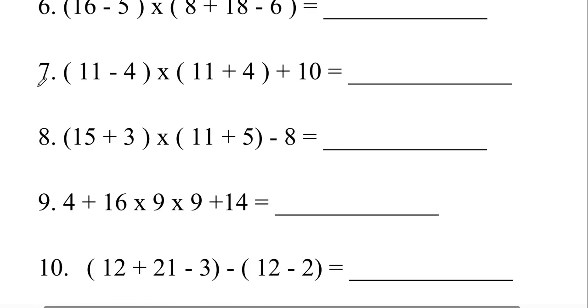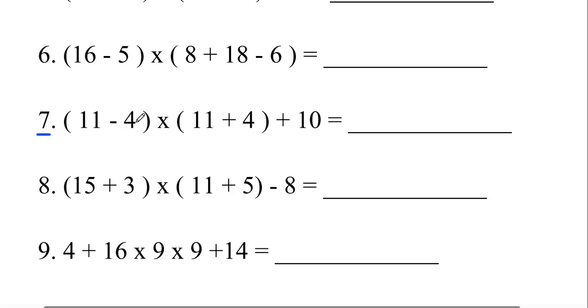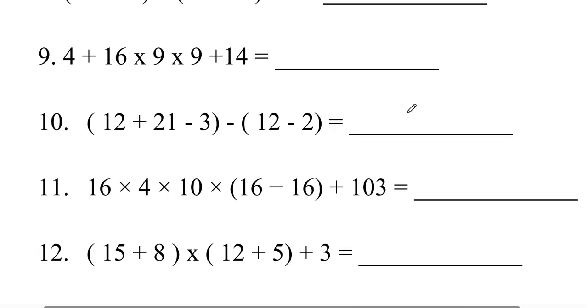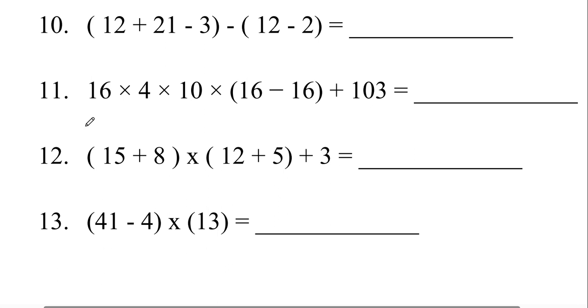Okay, let's try number 7. So there are parentheses, multiplication and addition. You always have to do the parentheses first, so it'll be 7. This will be 15. And 7 times 15 is 105. So 105 added by 10 will be 115. Okay, 11, very quick. This becomes 0, and anything multiplied by 0 is just 0, so we get 103.